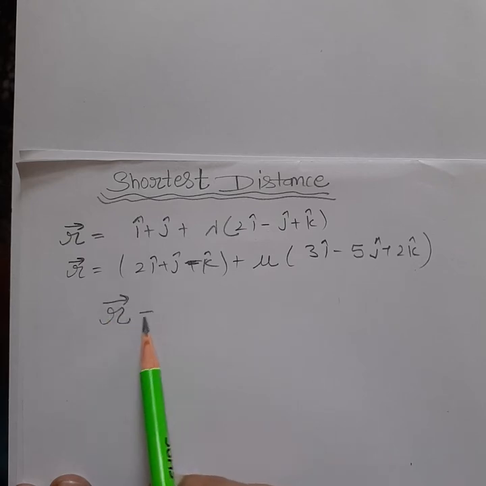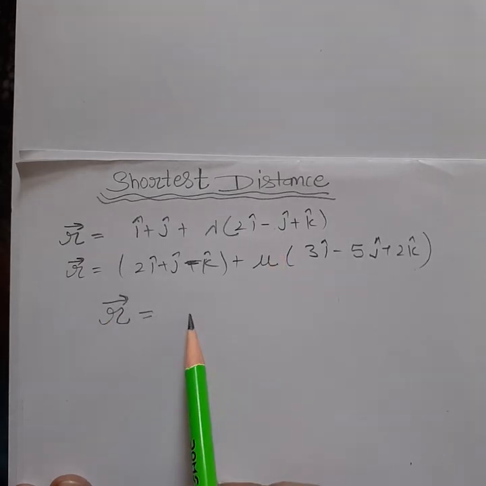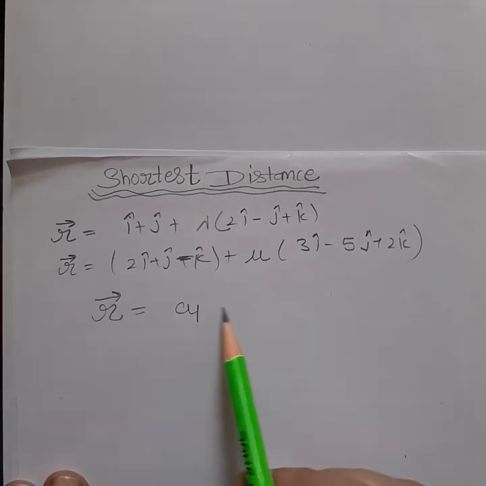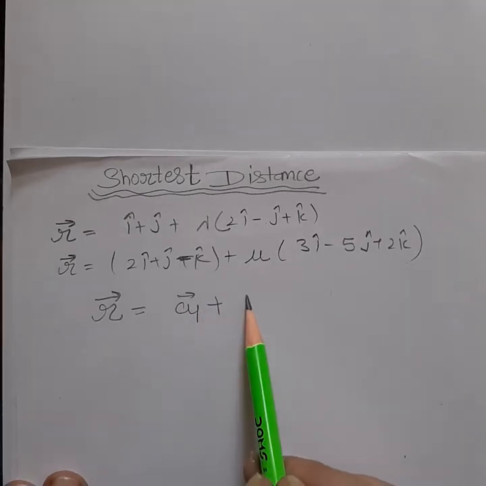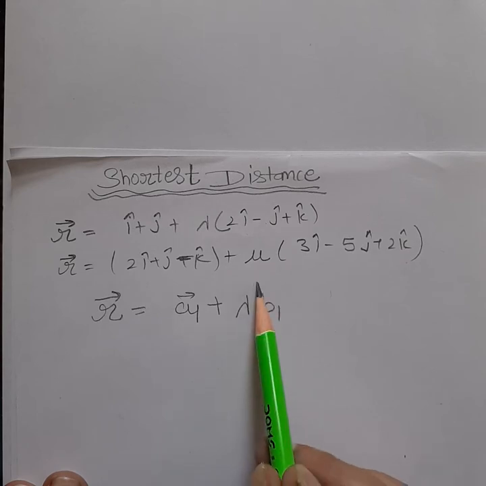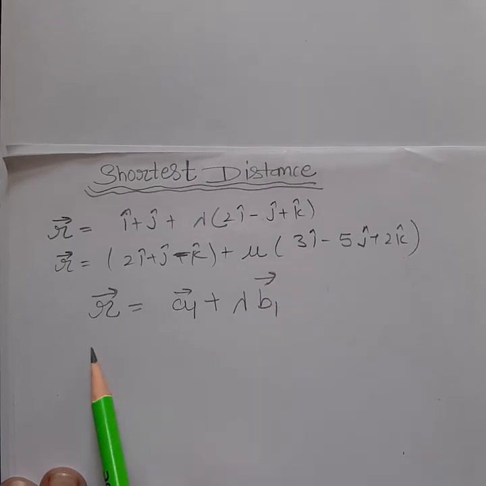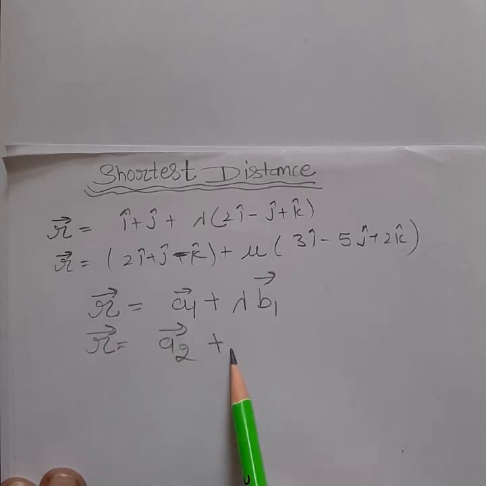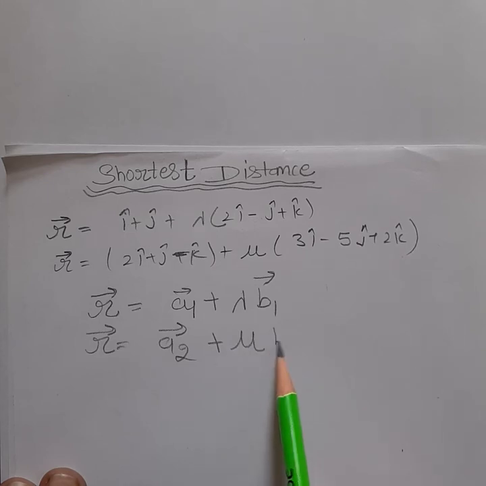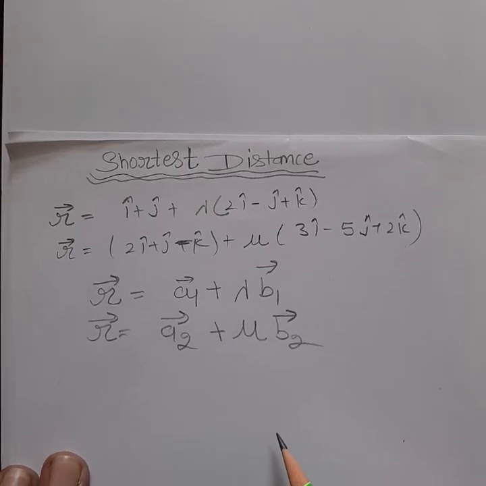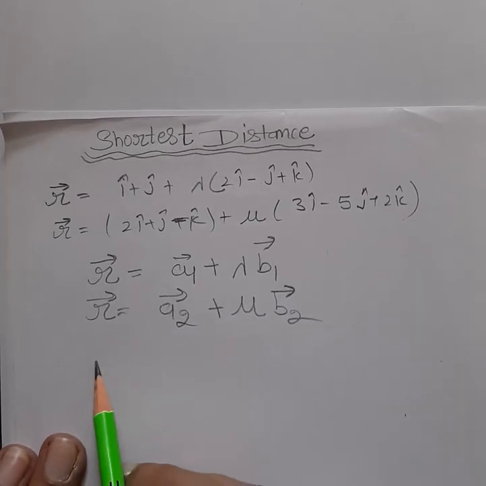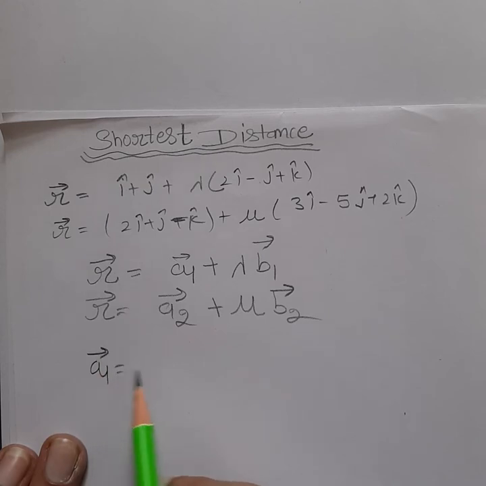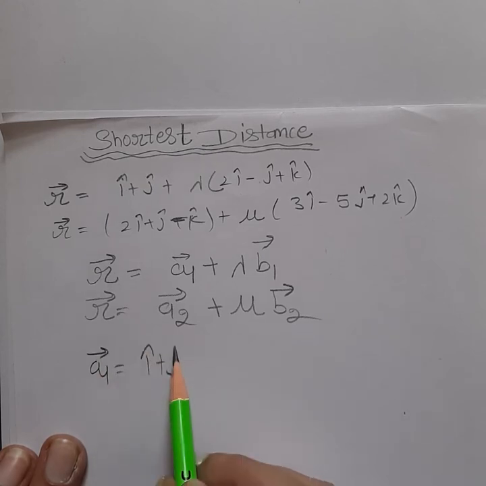r vector. The first equation we can write as a1 vector plus lambda b1 vector. Okay, and the second equation we can write as a2 vector plus mu b2 vector. Okay, when we compare these two equations, then we get a1 is equal to i plus j.